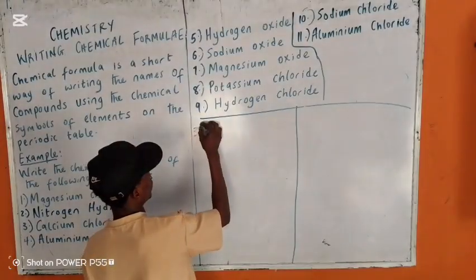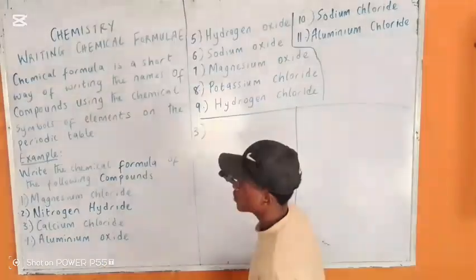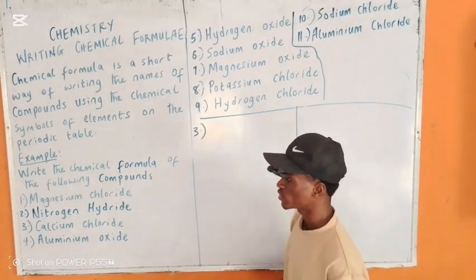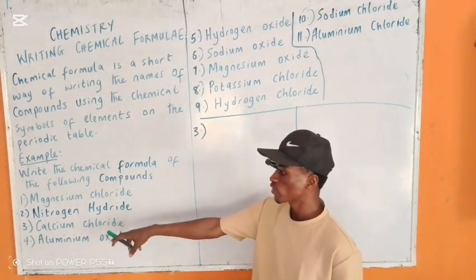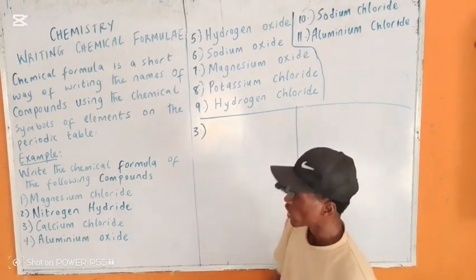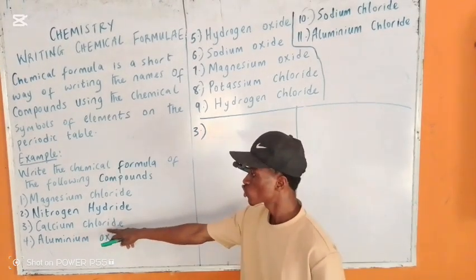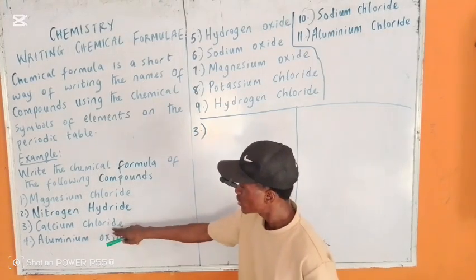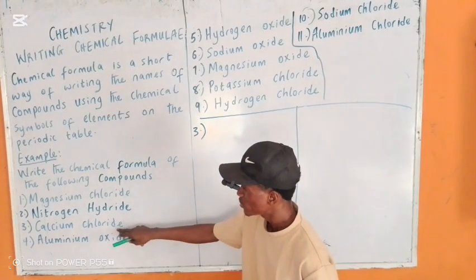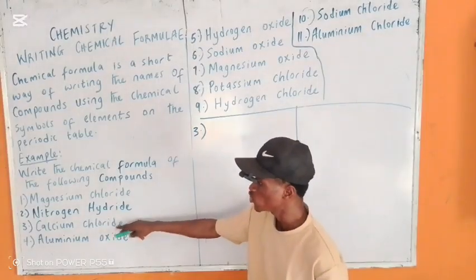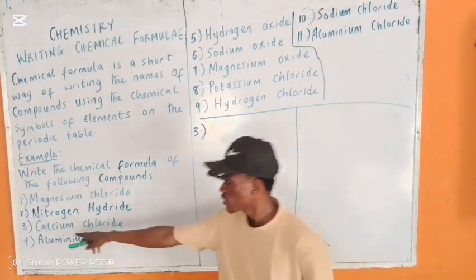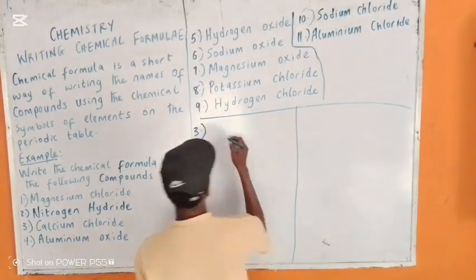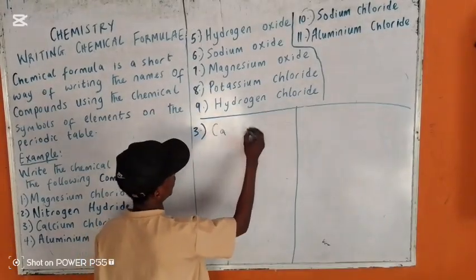Number 3 now. We are asked to write the chemical formula of calcium chloride. Now, how many elements do we have here? We have 2 elements, which are calcium and chlorine. Like I said before, the ine here changed to ide when it combined with calcium. So we have calcium and chlorine.